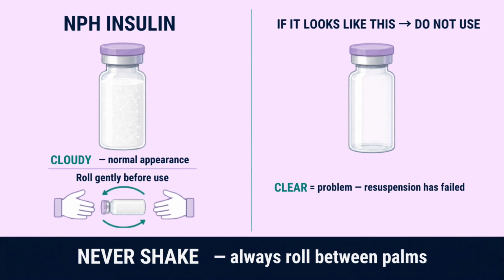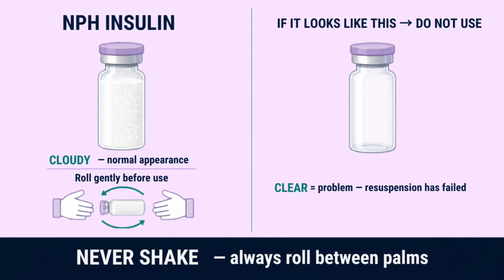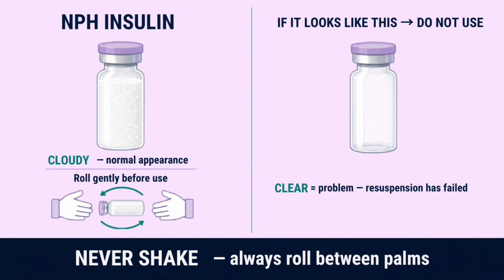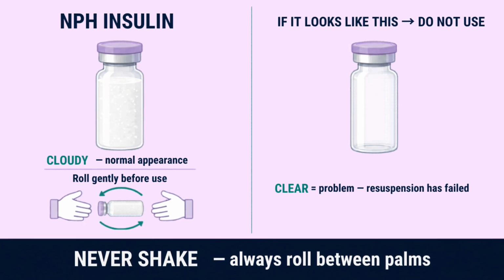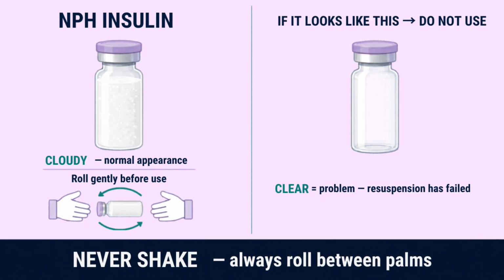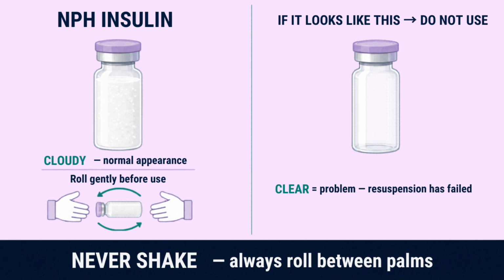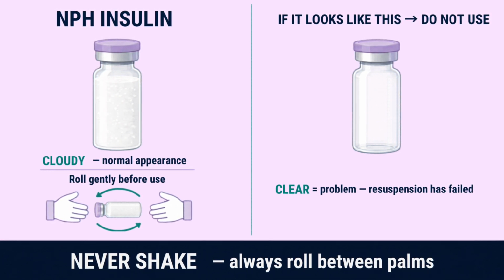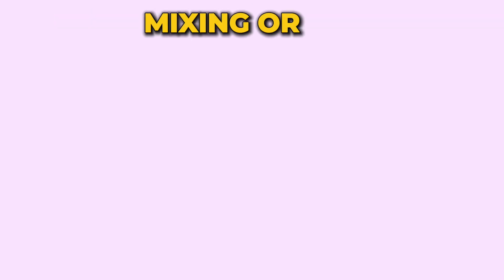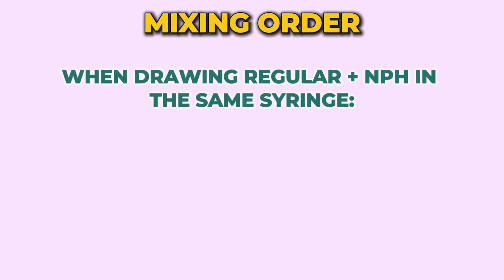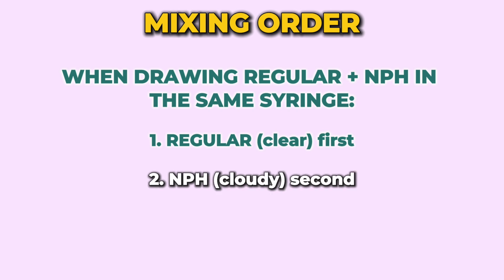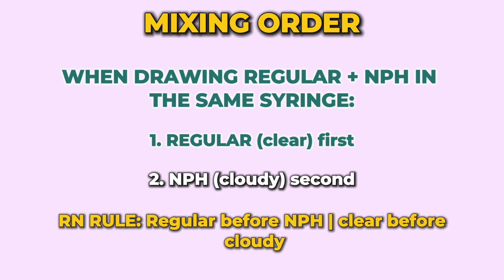Now, NPH is cloudy in appearance. This is because of the protamine suspension. Before injecting, it must be gently rolled between the palms, never shaken. Teach your patient, if your NPH is clear, do not use it. And here is a high yield mixing rule. When NPH is mixed with regular insulin in the same syringe, draw regular first, then NPH. The mnemonic is RN, regular first, then NPH, or simply clear before cloudy.